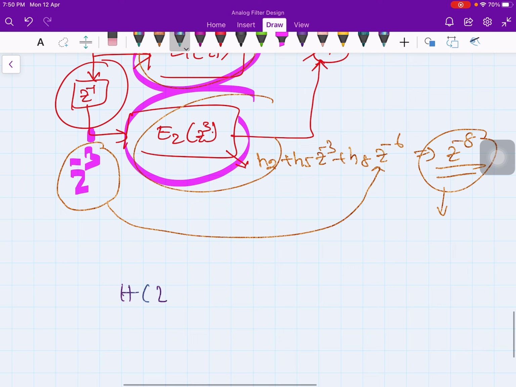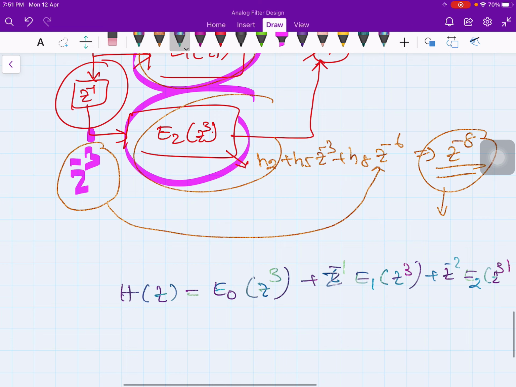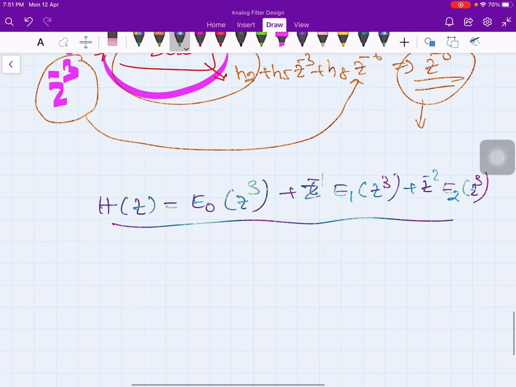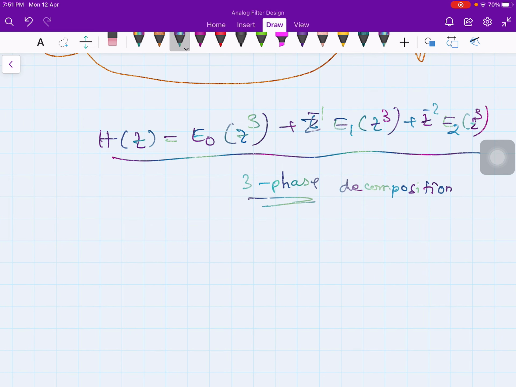So we wrote H(z) equal to E0(z^3) plus z^-1 E1(z^3) plus z^-2 E2(z^3). And what is this? This is the three-phase decomposition, right? Three-phase decomposition. Okay, do not confuse it with the three-phase power. I will illustrate this with reference to this particular example, the 8th order example.